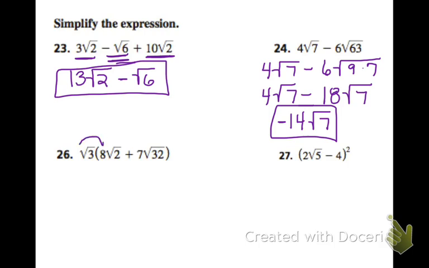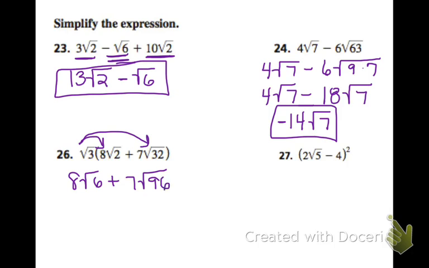If I'm going to distribute down here, I don't want to worry about combining like terms or trying to add things or even break 32 up into anything. I want to distribute. So I will have 8 times the square root of 3 times 2, or 8 times the square root of 6. Then I have 7 times 3 times 32, or 7 times the square root of 96.